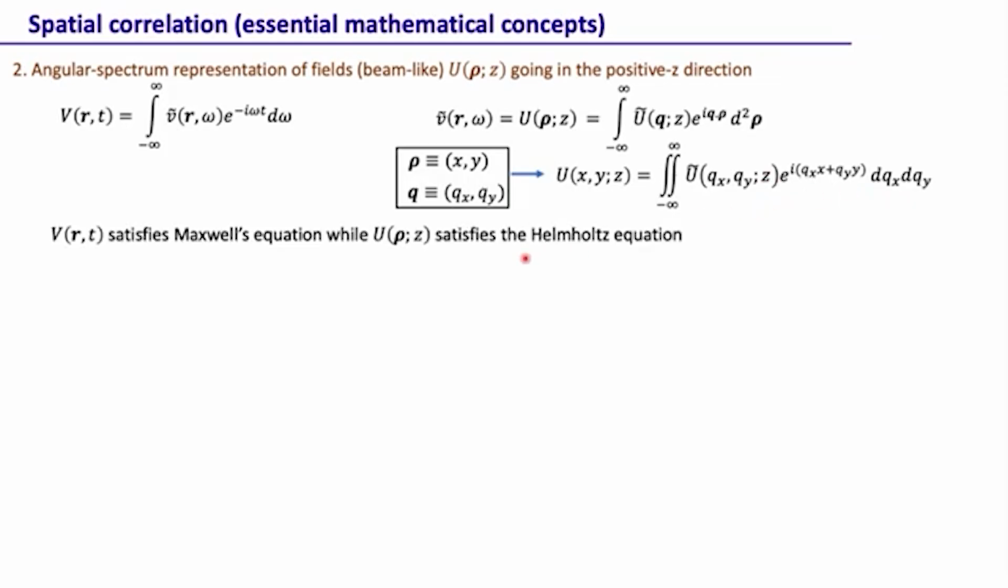Okay. So now we know that V(r, t), this spatiotemporal signal, satisfies Maxwell's equation, but this monochromatic component actually satisfies the Helmholtz equation. In fact, if we write Maxwell's equation for a single frequency, that becomes a Helmholtz equation, and this is the field at a single frequency, and so it satisfies the Helmholtz equation: (∇² + k²) u(ρ, z) = 0.